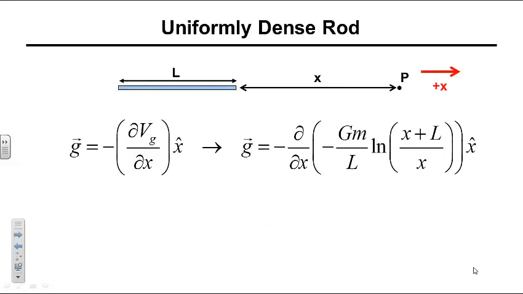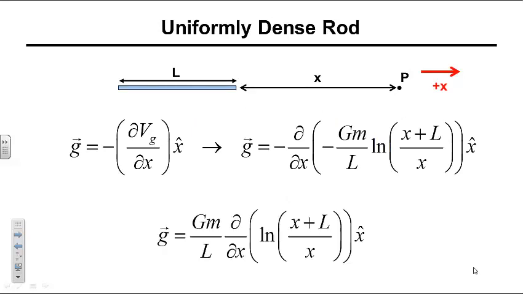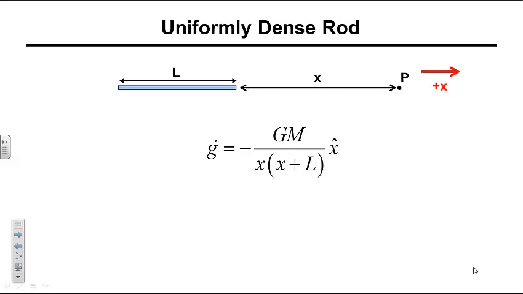Similarly, since we have already calculated the gravitational potential of a rigid rod, we could have used that expression to determine the gravitational field of a rigid rod. As expected, the results of this calculation are the same as that derived previously.